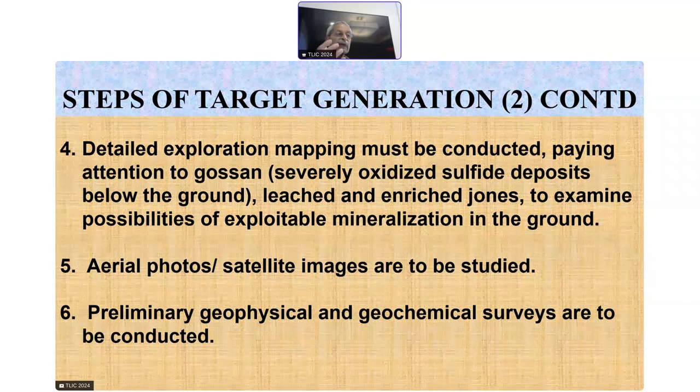The gossan is a very important guide for a geologist. It has very beautiful colors like red, violet, and green. If the gossan is there, that is an indication that at one time there must have been copper around this area. Then, of course, aerial photos and satellite images are to be studied. The gossan zones are seen prominently in satellite images. Then preliminary geophysical and geochemical surveys are to be conducted. That nails it down to some extent. Then what?